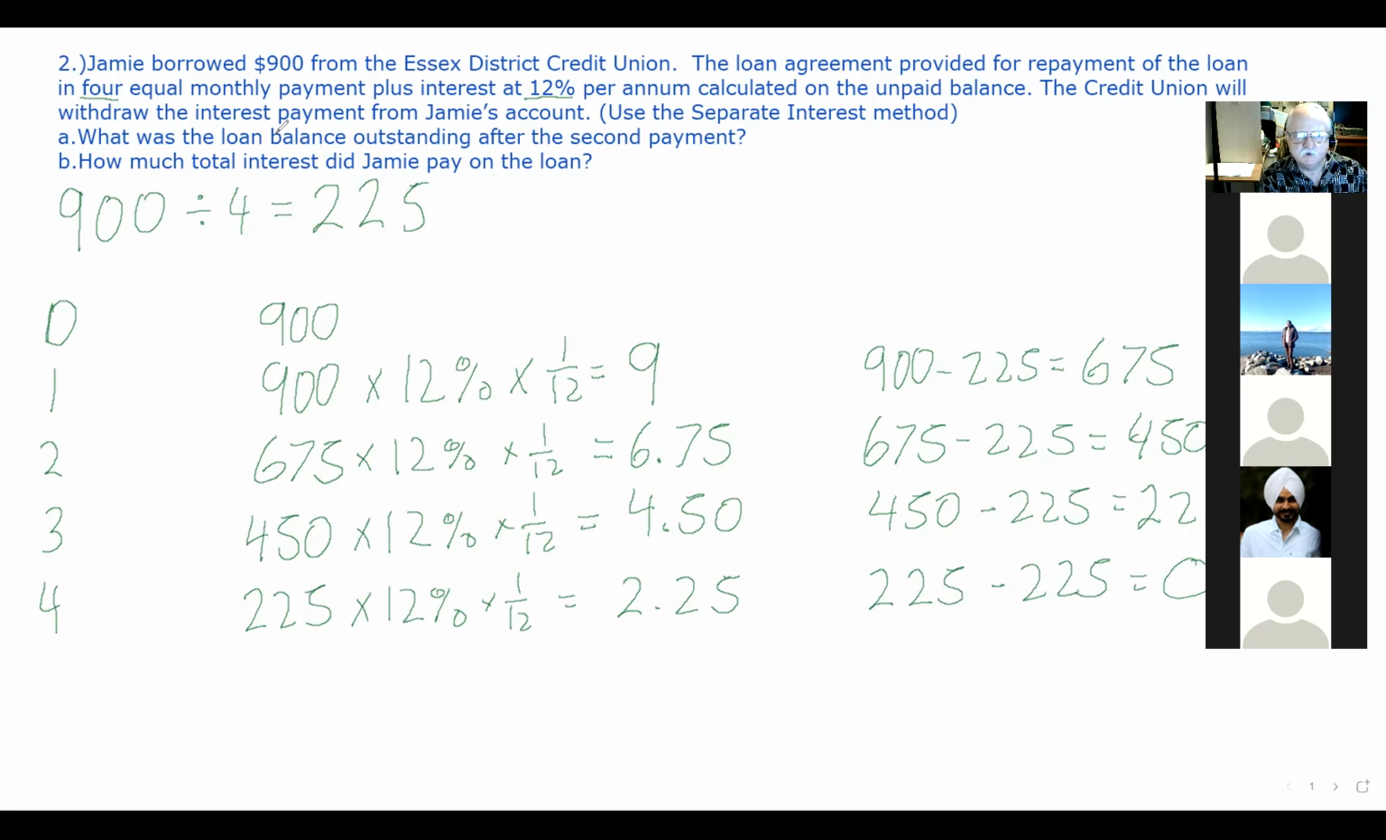So they've said, what was the loan balance outstanding after the second payment? So this was the first payment, the second payment. It had to be the $450. And how much total interest did Jamie pay on the loan? We don't know that yet, but we have to add up this column of numbers. Comes to $2250, does it? That's good.